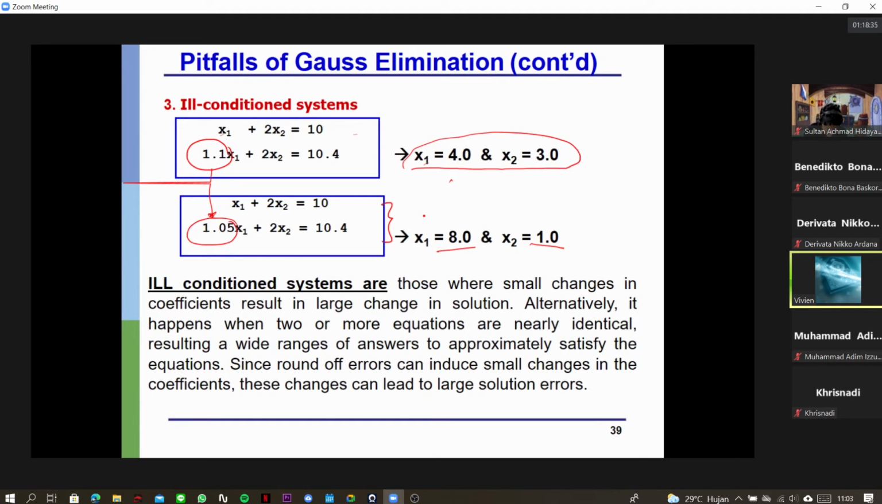Or another example, as we saw before, if we have two equations which are almost identical. We see here that it's very sensitive to small changes, and small changes caused by round-off error can also lead to very large differences in the solution. So these are the pitfalls of Gaussian elimination, some problems that may arise in using Gaussian elimination.